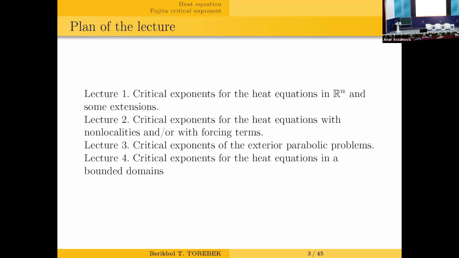Let me share first the plan of my lecture. Today we will discuss critical exponents for the heat equation given on the whole Euclidean space, and some of their extensions. The second lecture will be about critical exponents for the heat equations with non-localities and/or with forcing terms. And the third lecture will be about critical exponents of the exterior parabolic problem. It means parabolic equations given on the exterior domain with different boundary conditions. And the last lecture will be about critical exponents for the heat equation in the bounded domain.